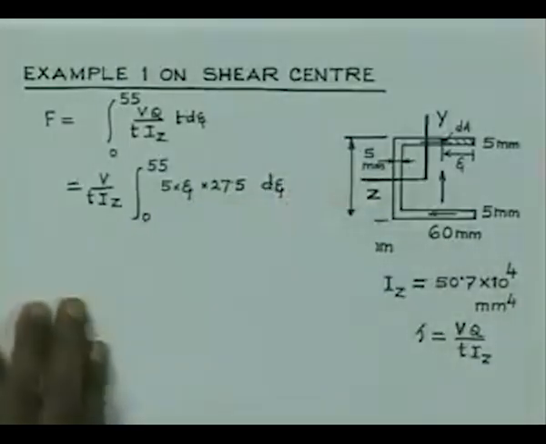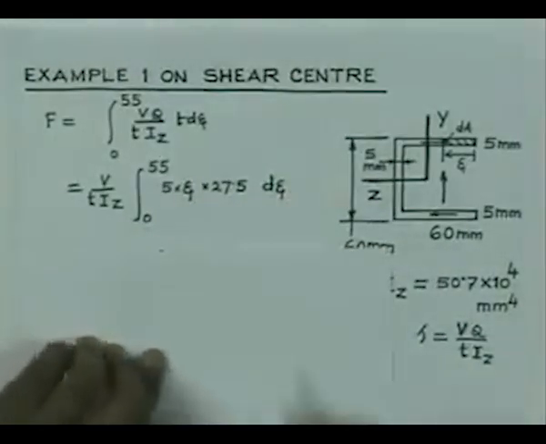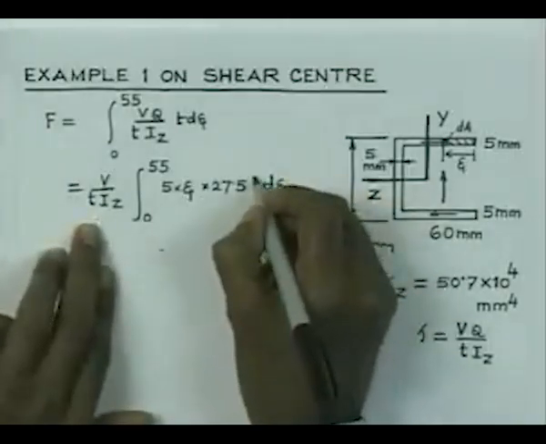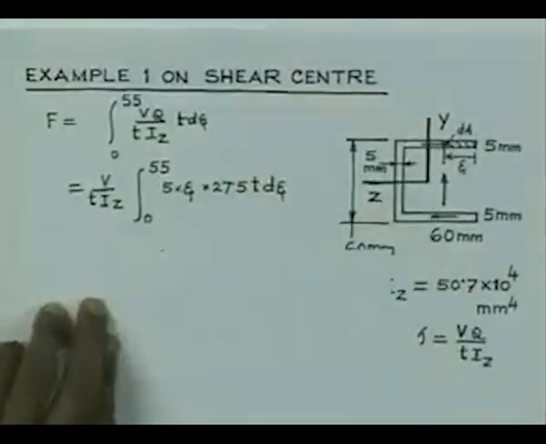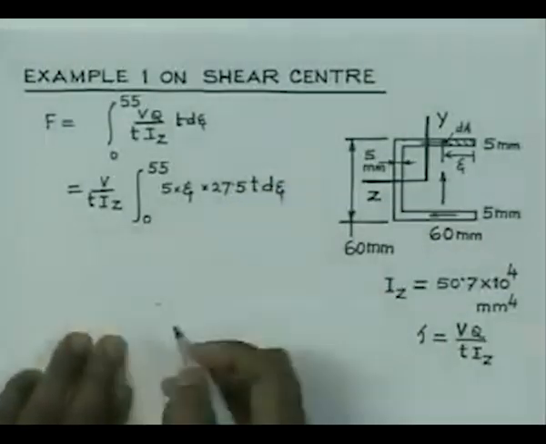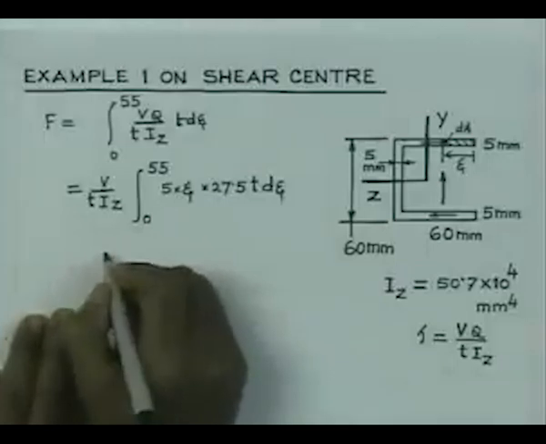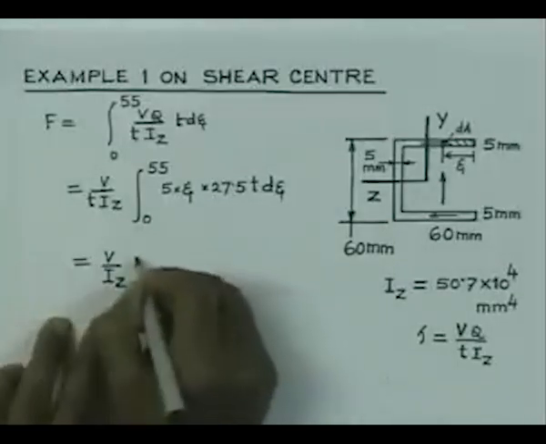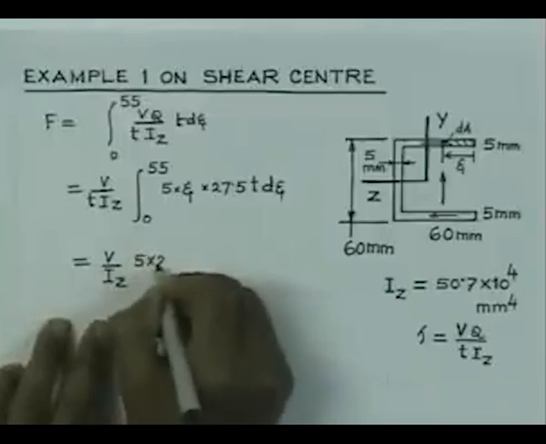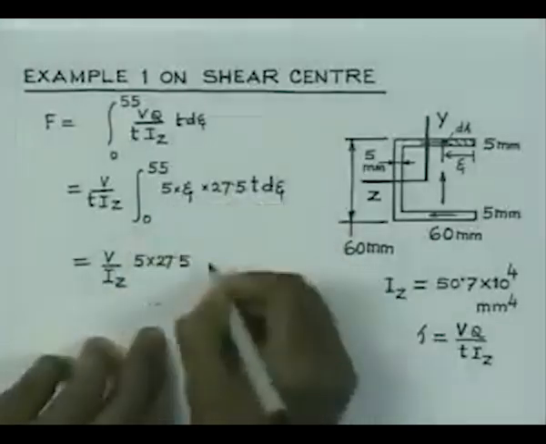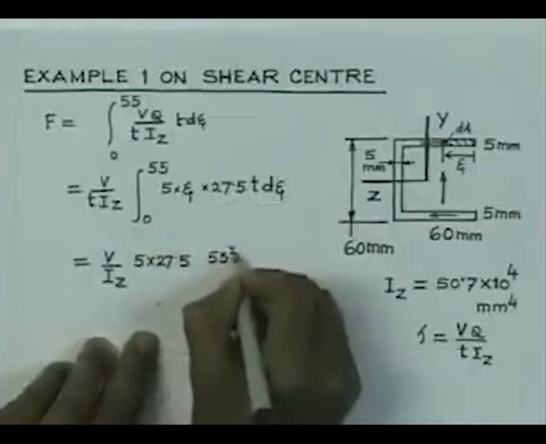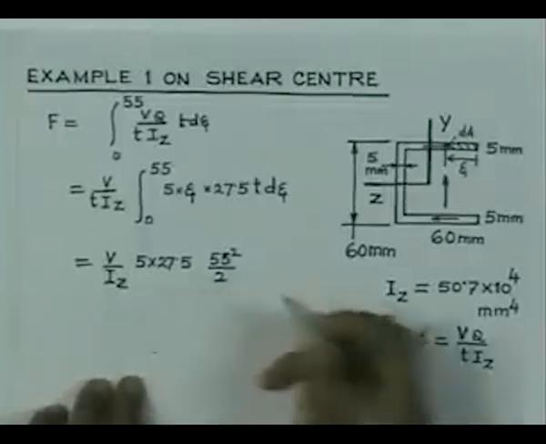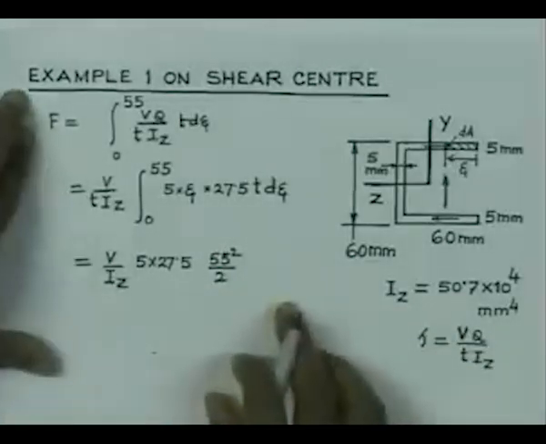I think this 5 into this is the area. So, therefore, we will have this also there, T is there. So, therefore, finally, this T cancels, and finally, what we are going to get is V by I z into 5 into 27.5, and integration of this thing will give us 55 square by 2, and so therefore, that is the force.